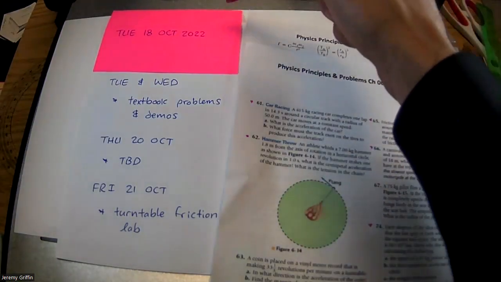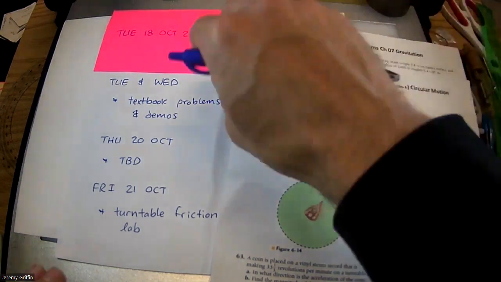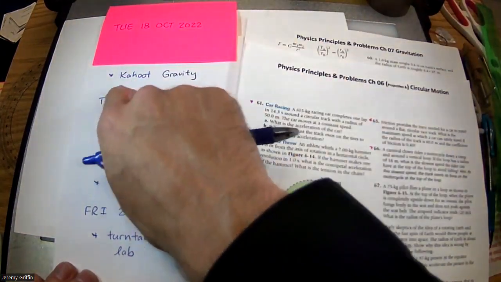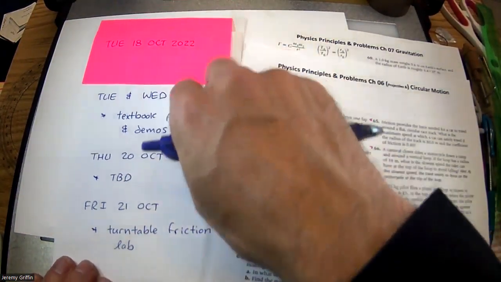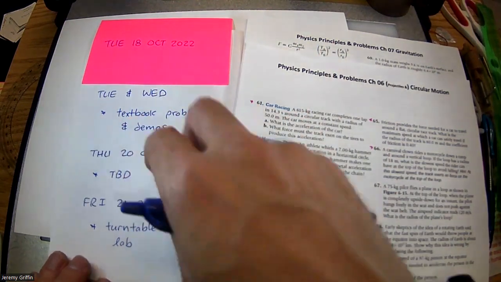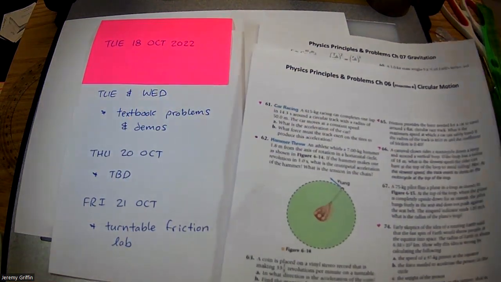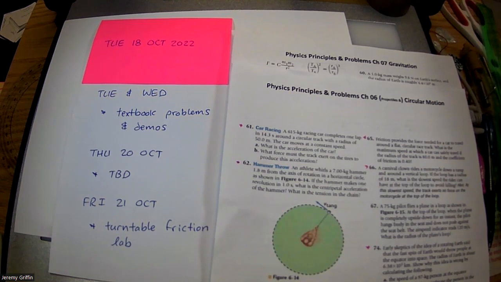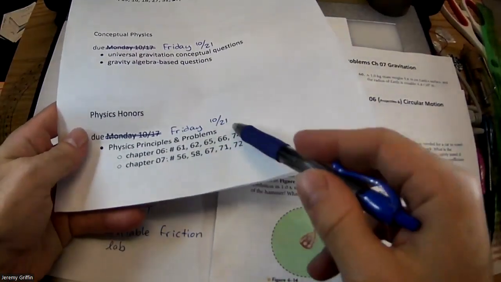So it is Tuesday, October 18th. You guys remember yesterday we were doing some conceptual questions with Kahoot on gravitation, and I want to take today and tomorrow to do as many textbook problems as I can do with you guys. You guys remember I planned to use some problems from chapter 6 and chapter 7.